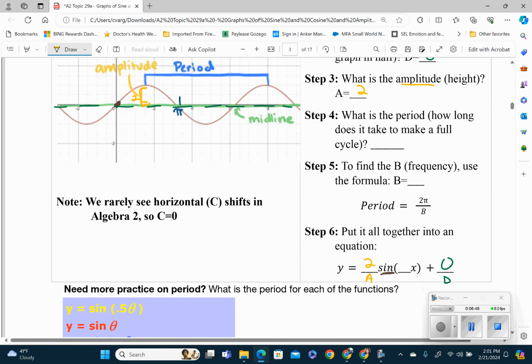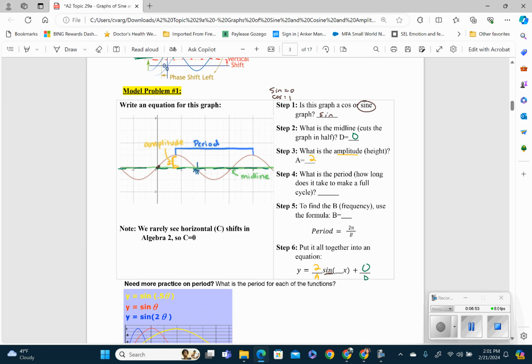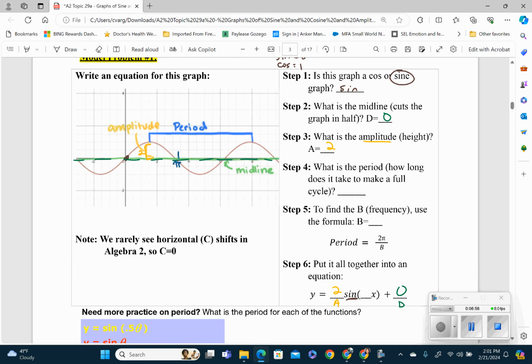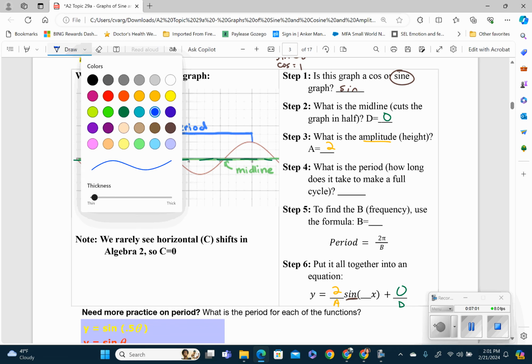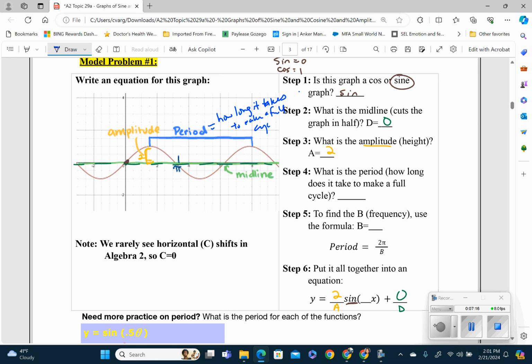Okay. All right, now the one that people might think is the hardest one is how long it takes to make a full cycle. Okay, how long it takes to make a full cycle. So if I look at period, that's what it means. How long it takes to make a full cycle. Okay, that's what period is.